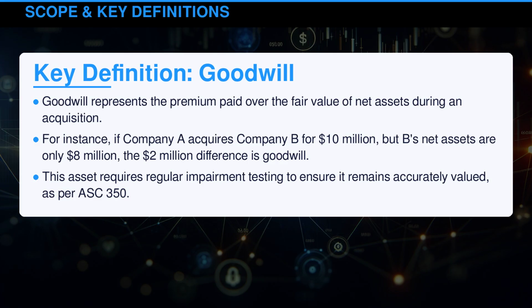Goodwill represents the premium paid over the fair value of net assets during an acquisition. For instance, if Company A acquires Company B for $10 million, but B's net assets are only $8 million, the $2 million difference is goodwill. This asset requires regular impairment testing to ensure it remains accurately valued, as per ASC 350.